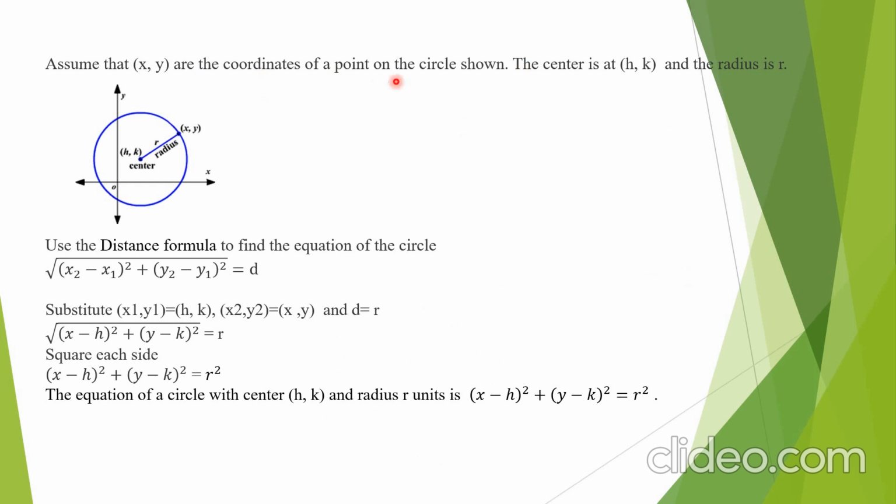For this purpose, we take the center as (h, k) and radius r, and choose an arbitrary point (x, y) on the circumference, on the boundary of the circle. So we use the distance formula. This is the distance formula. Substitute the value of x2 as x, x1 as h, and similarly y2, y1, and then we get it, and square each side, and this is the equation of the circle: (x minus h) whole square plus (y minus k) whole square equals r square.